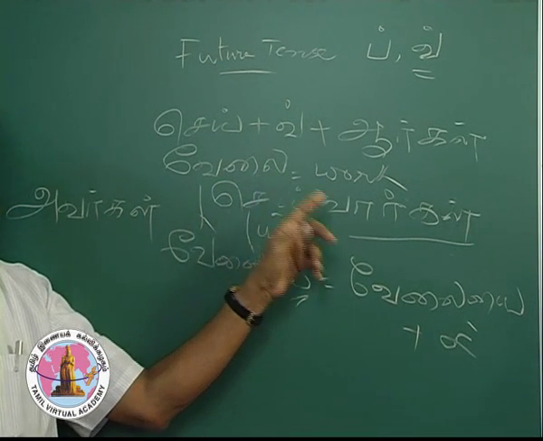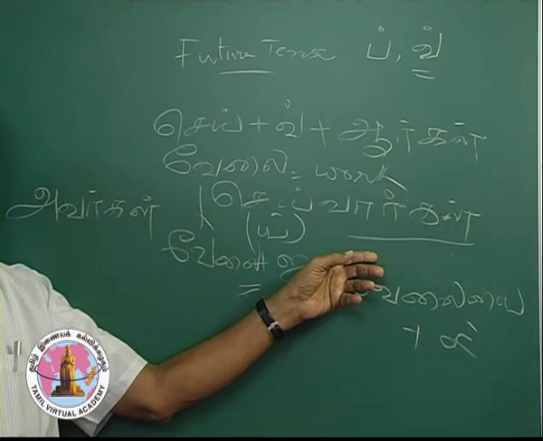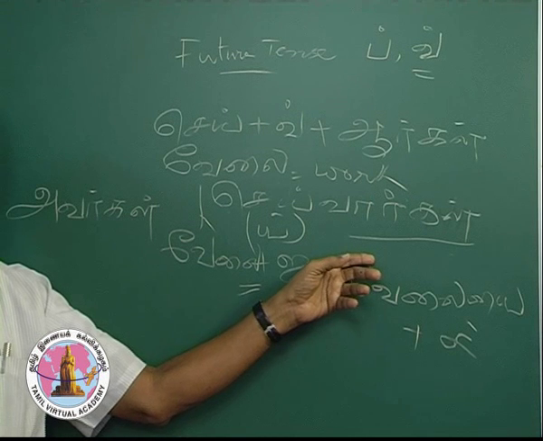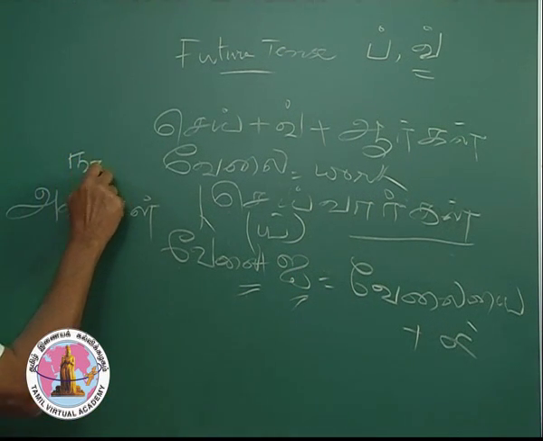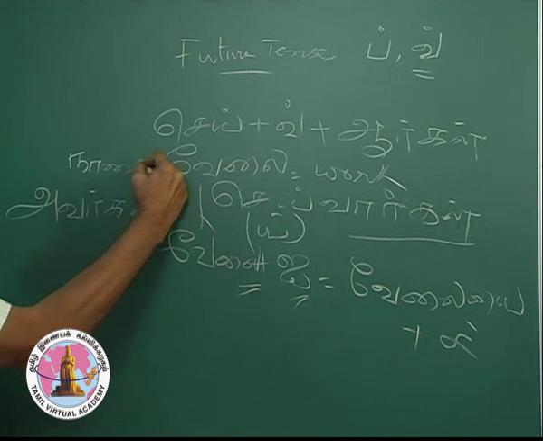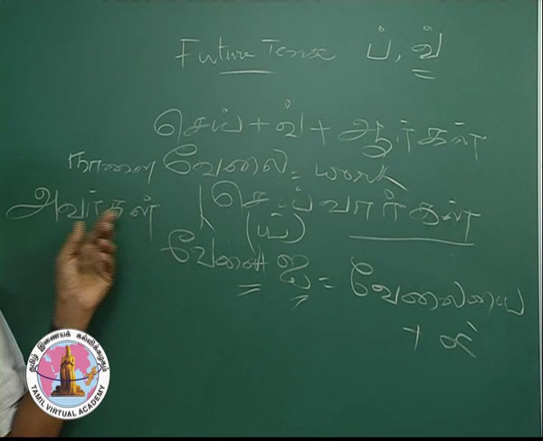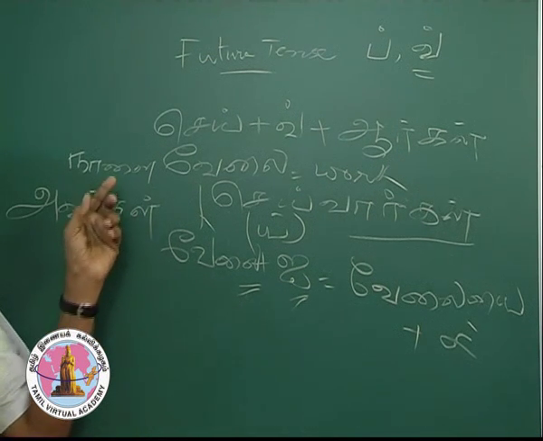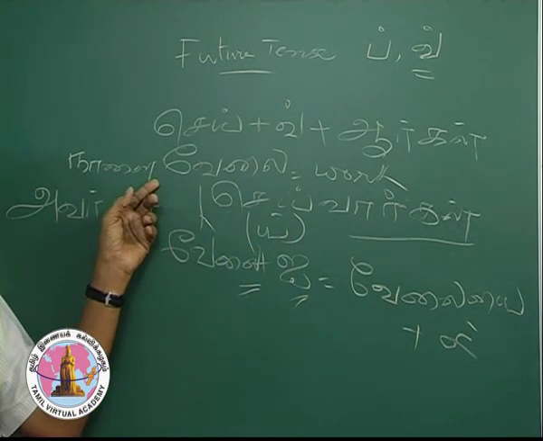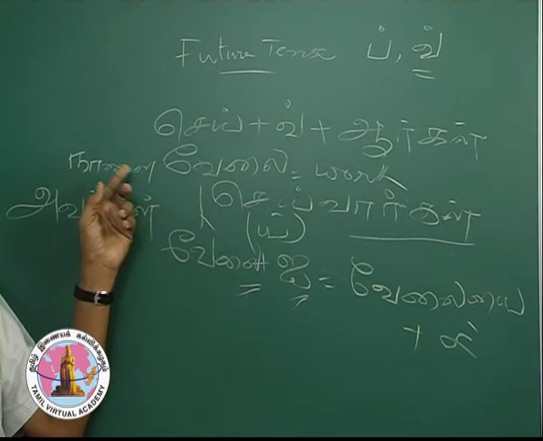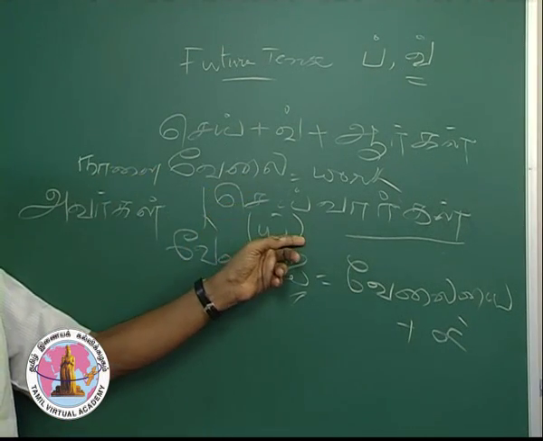அவர்கள் வேலை செய்வார்கள். So when you talk of the future tense, you can put the time element. அவர்கள் நாளை வேலை செய்வார்கள். நாளை, tomorrow. We have come across that. அவர்கள் நாளை வேலை செய்வார்கள்.